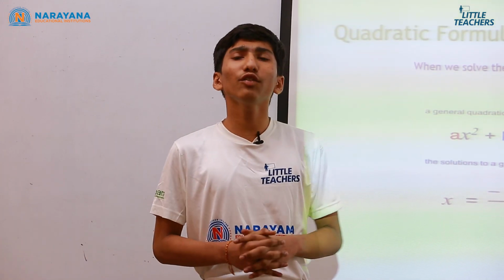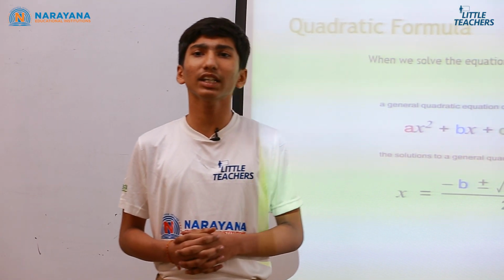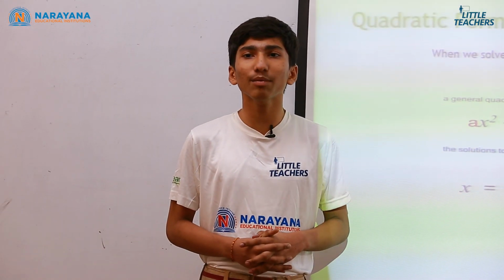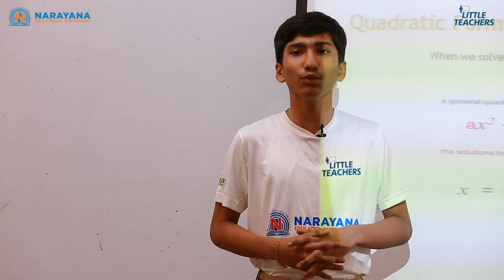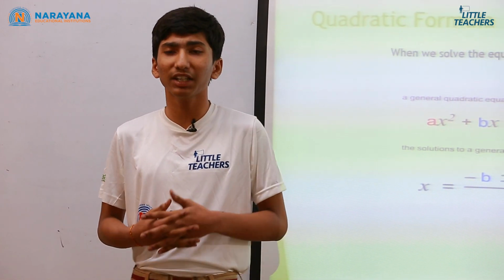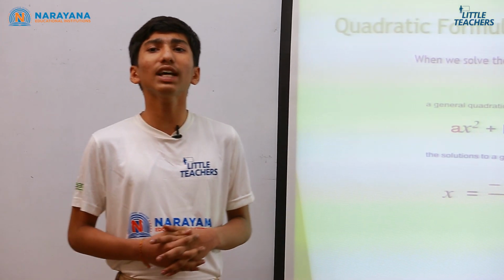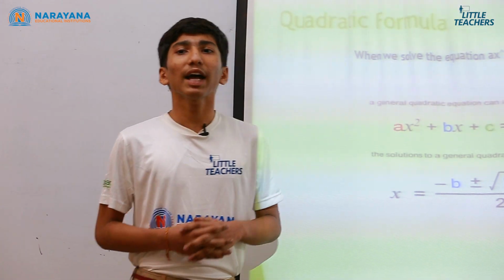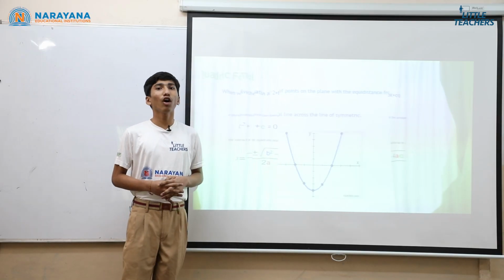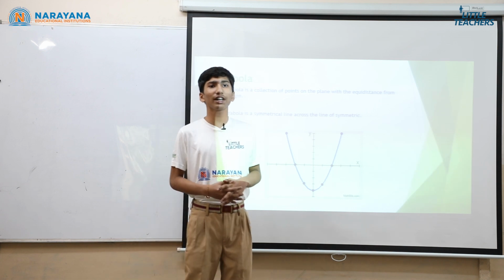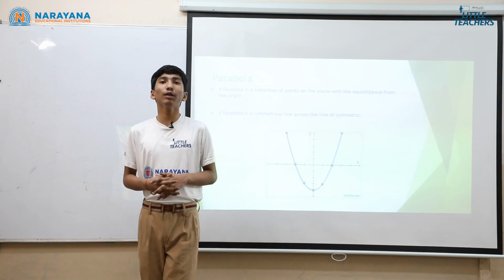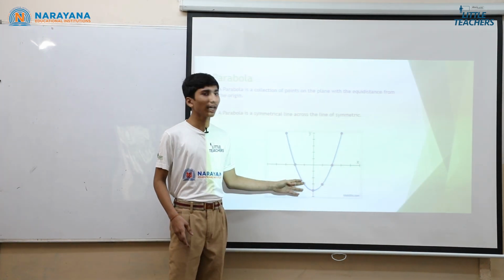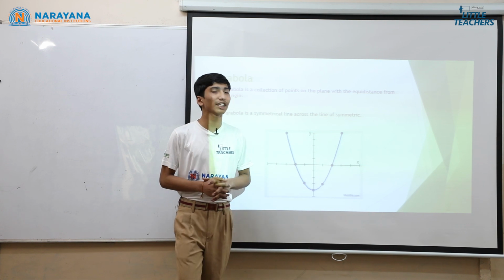Quadratic formula. When we solve the equation ax square plus bx plus c equals 0, we get x equals minus b plus or minus root over b square minus 4ac, divided by 2a, which gives the roots of the given equation. When we present it on the graph sheet, it forms a parabola. A parabola is a set of points on the plane equidistant from a fixed line, or we can also say a parabola is a U-shaped curve across a line of symmetry, so that when you draw a line perpendicular to it, it forms a mirror image.